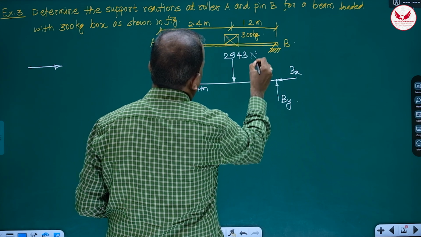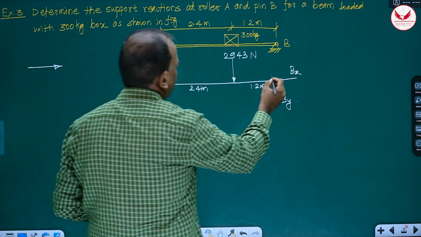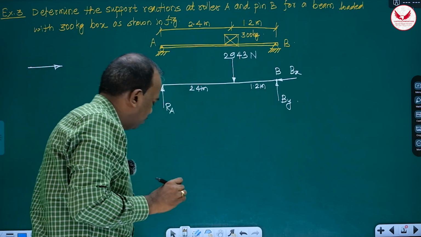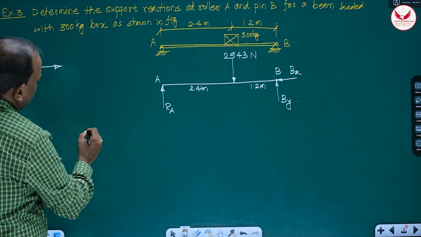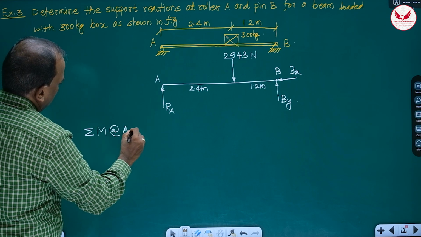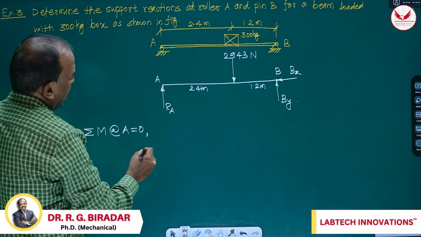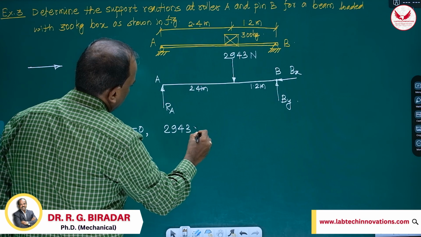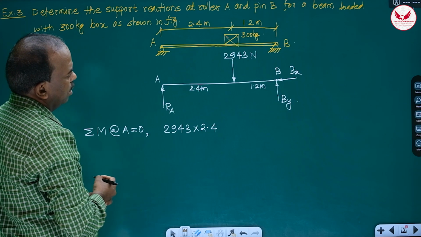2943 Newton. So this is the force acting on this beam AB. It is the free body diagram. And once we draw the free body diagram, then what have I told? Only these three equations. Summation M about A is equal to 0, and it will be 2943 into 2.4.